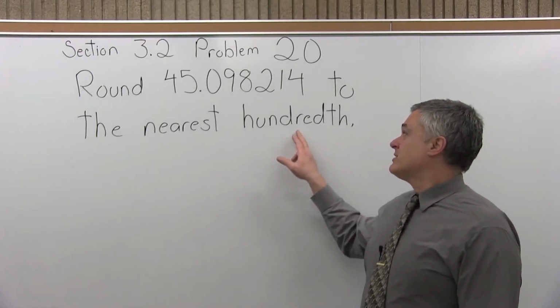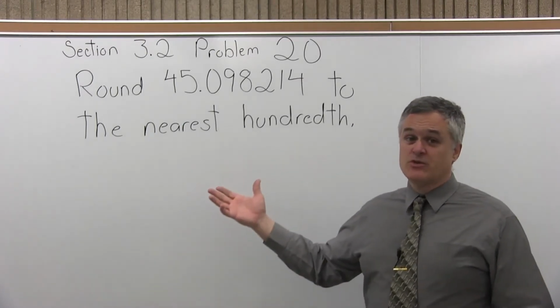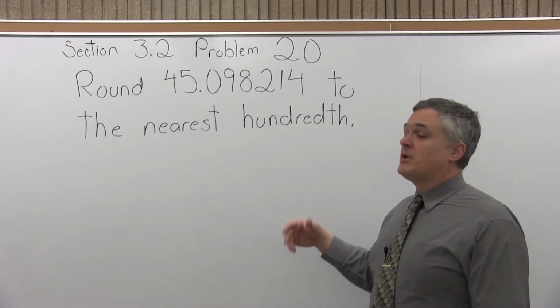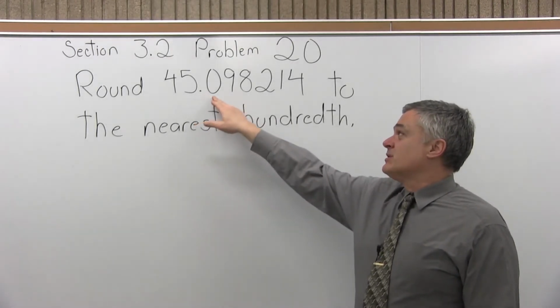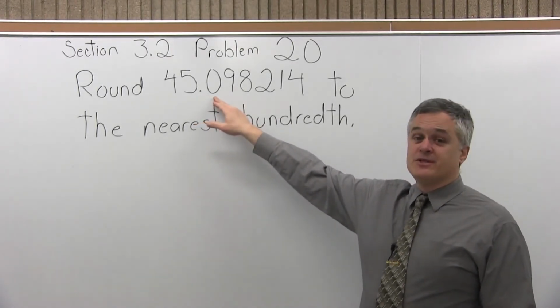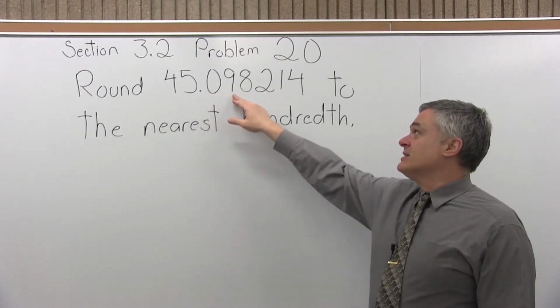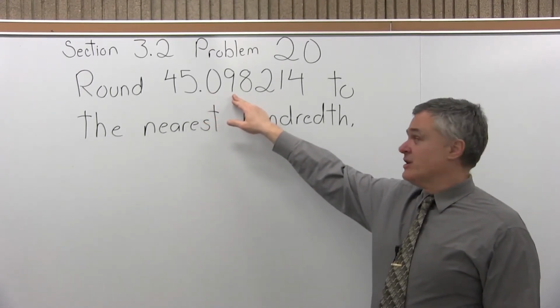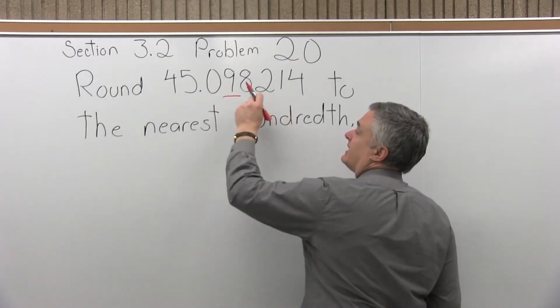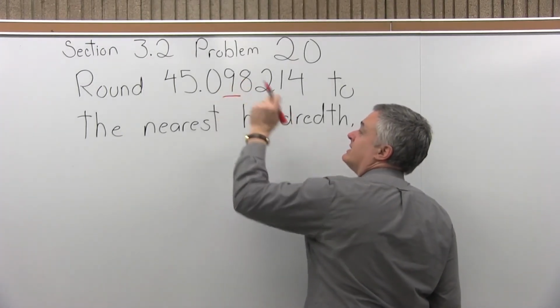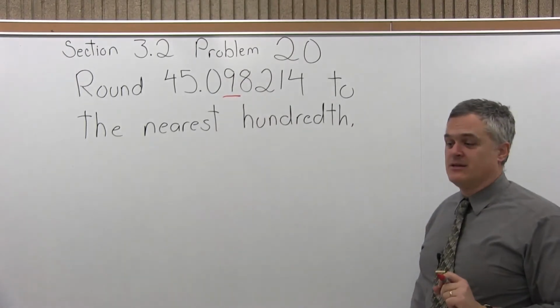So first what we have to do is determine which position is the hundredths position and then decide if we bump it up or down. So the nearest hundredth, if you start at the decimal, the next one to the right is the tenths position. After that is the hundredths position. So the one we're going to round to is the 9, and the one that will determine what we do is the next one to the right of that, which is 8.